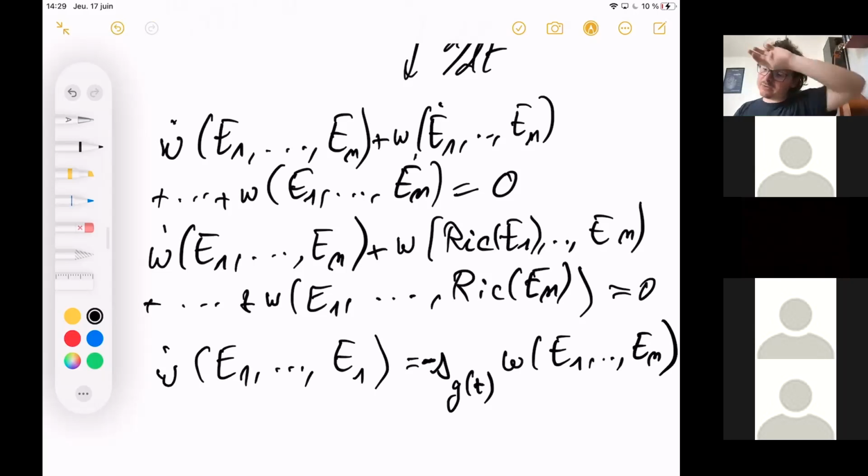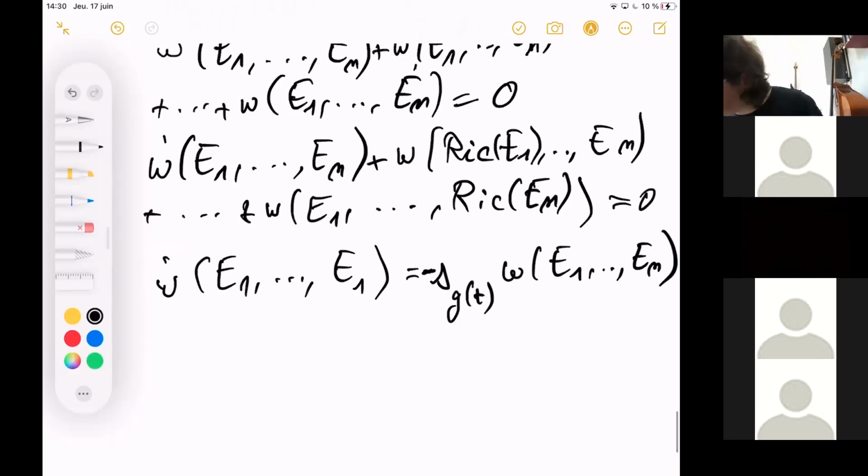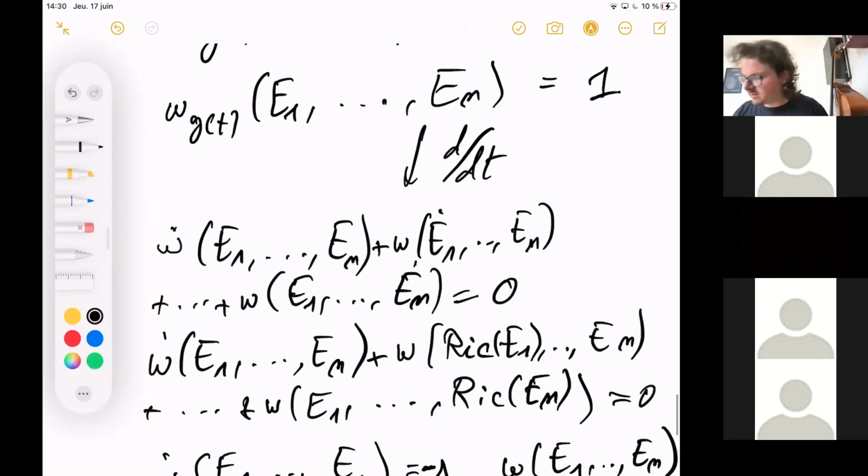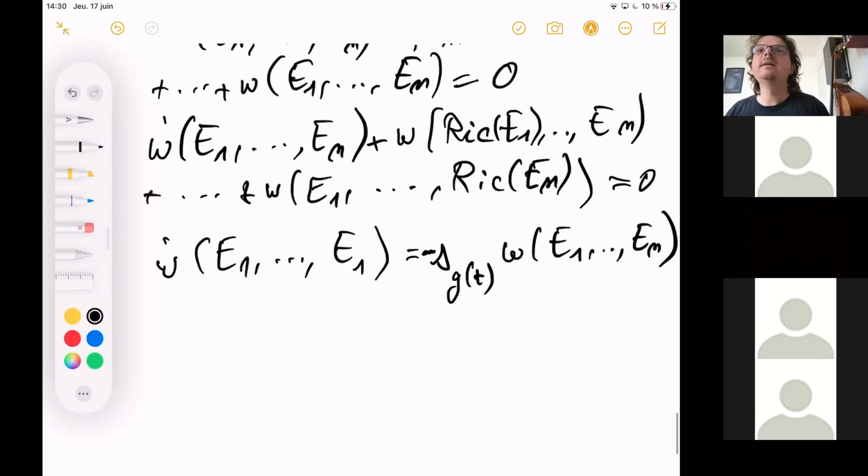Okay, there are other ways to do this computation. You could write everything in coordinates if you want. You would have to differentiate the determinant, but that's not too complicated. Yeah, I find it clearer in this way.